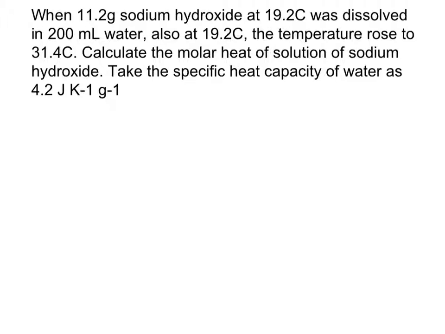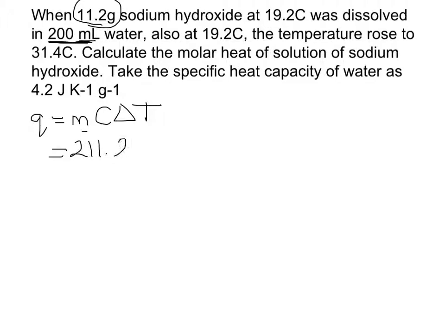The first thing we need to do is use our equation, and the equation we're going to use is Q equals mcΔT. The first thing we need in this equation is our mass. Remember, we have 200 mL of water, and 200 mL of water is equivalent to 200 grams, but we have added 11.2 grams of sodium hydroxide. So we need to calculate our total mass, the 200 plus the 11.2. So we're going to have a mass of 211.2 grams.